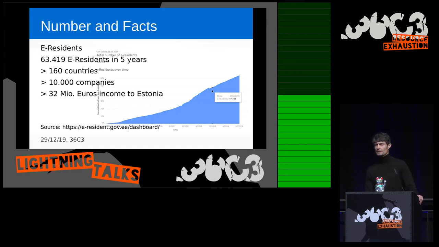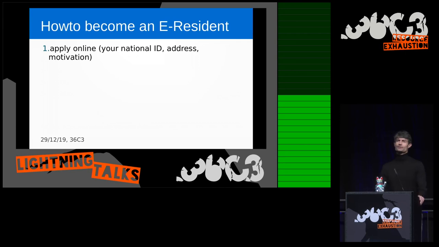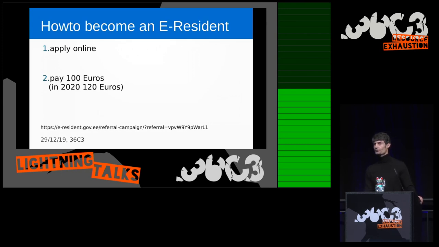So how to become an e-resident? First, you have to apply online, leave your ID information, your address, and a kind of motivation, which can be fairly simple. Next step is to pay 100 euros, so do it today or tomorrow, because it will rise to 120 next year. And for a win-win situation, you can use my referral code at the bottom, and then we can both win, because it's possible to win a trip to Estonia.